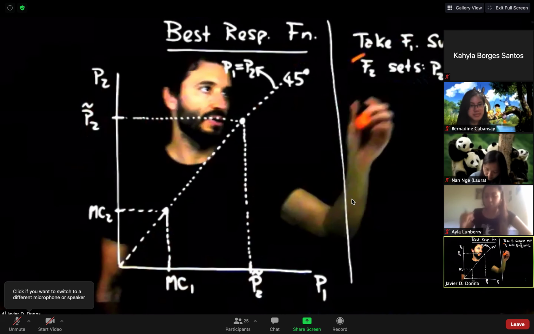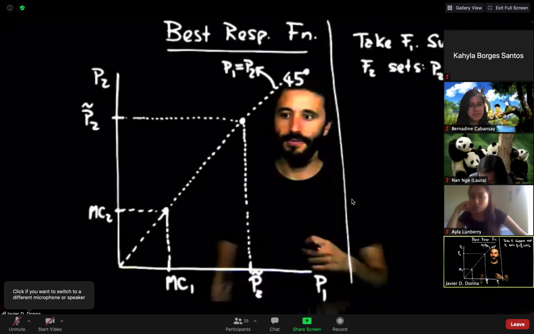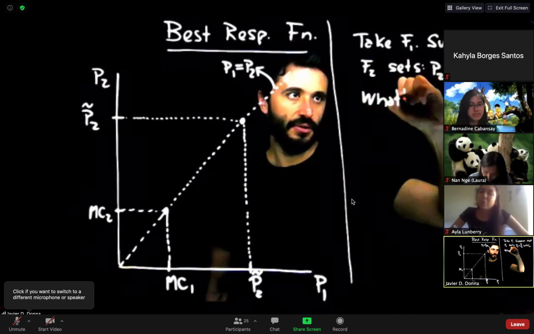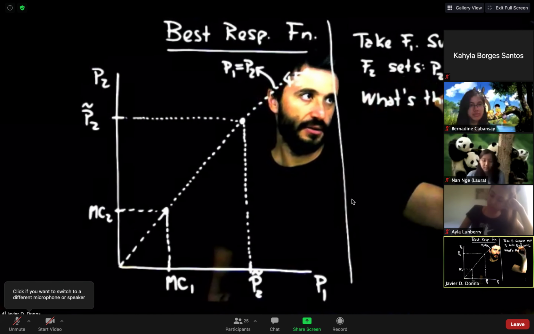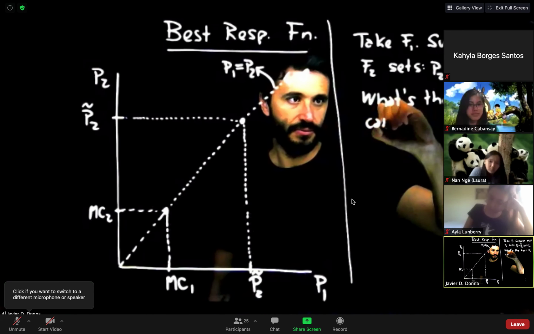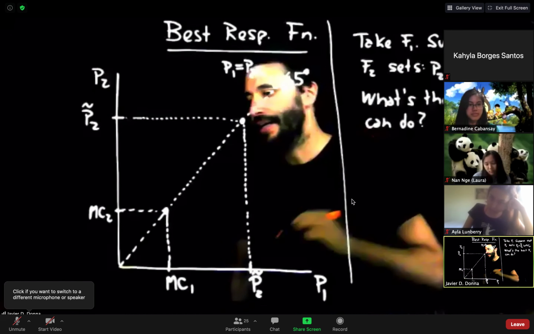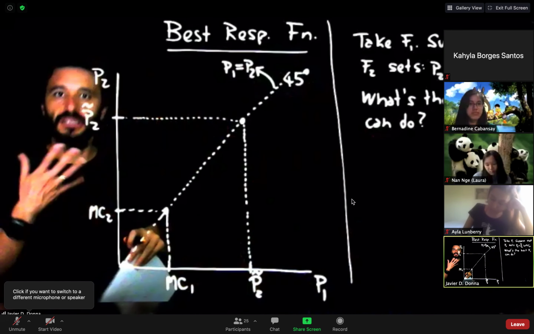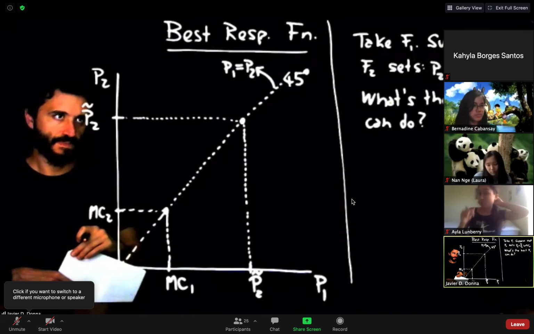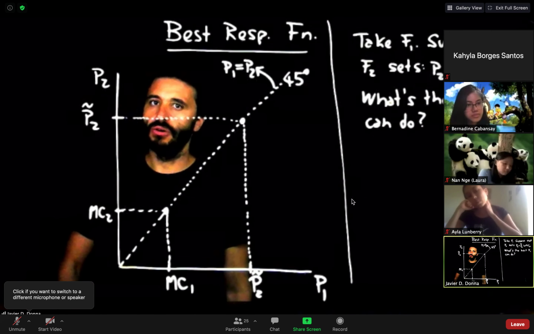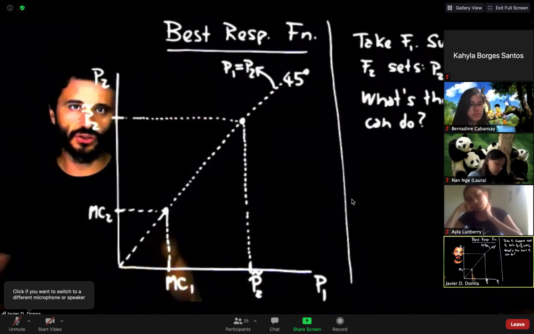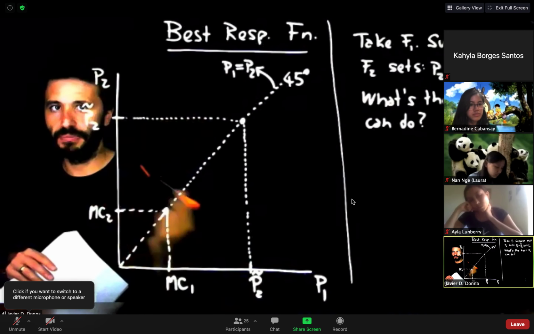Okay, so take firm 1, suppose that firm 2 sets P2 tilde. What's the best that firm 1 can do? And again, by best, what I mean is the best to maximize their own profit, the profit of firm 1. So let me ask you, what price should firm 1 choose if firm 2 is setting P2 tilde?